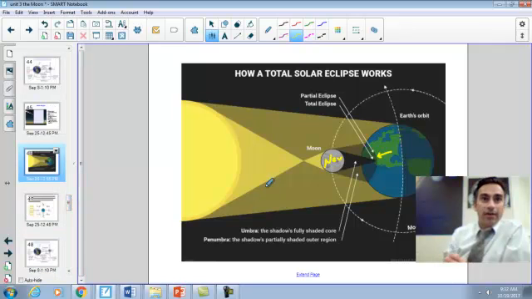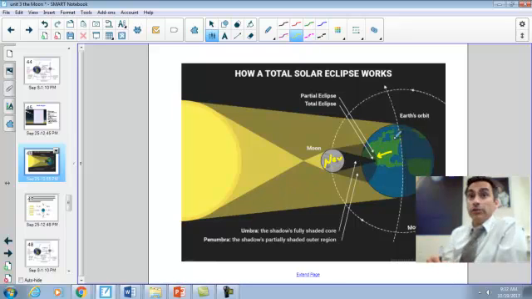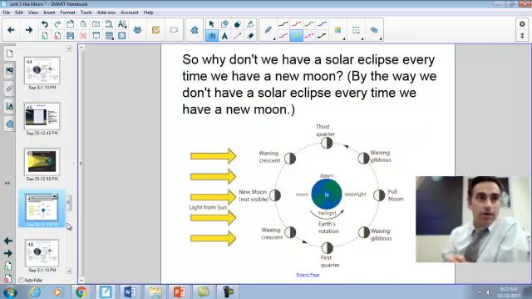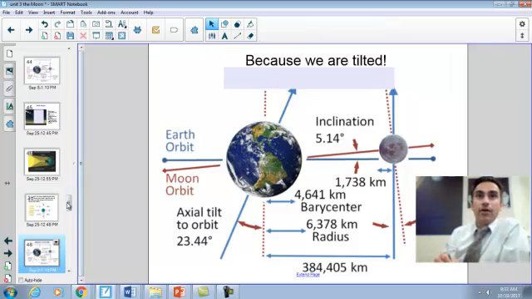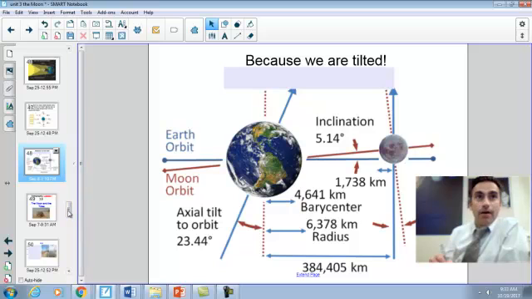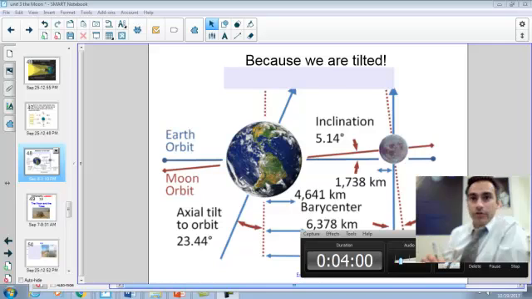Why do you think that is? Dramatic pause. It could have something to do with the Earth being so much bigger than the moon. So the moon is only able to cast a smaller shadow. All right. Again, why don't we have that every single time we have a new moon? Same reason. We are tilted. All right. That was short and sweet. Hopefully you enjoyed, and I will see you next time.